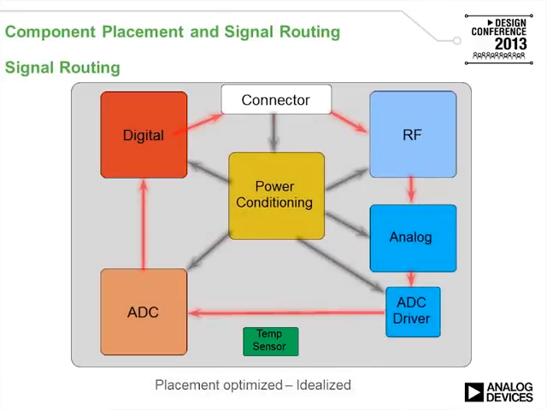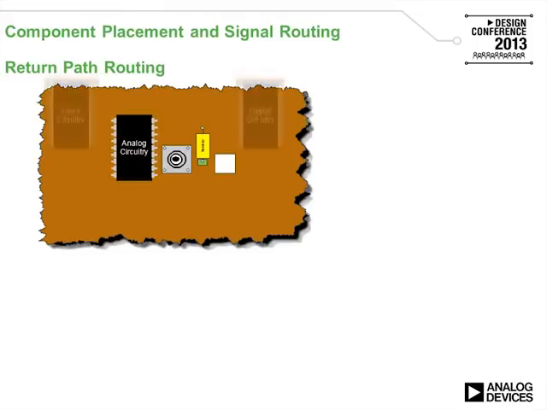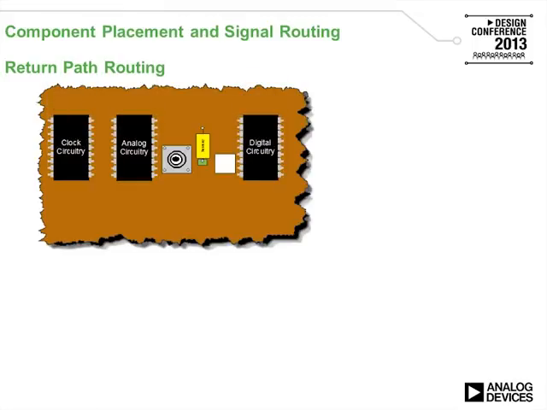Here is an alternate. If you just rearrange the components, then you might be able to come up to a solution like this where nothing is crisscrossing. Here's a different way to express this. Here's a piece of PCB. Here's an input connector. Here are some components. There is some more circuitry, some analog, some digital and clock circuits.